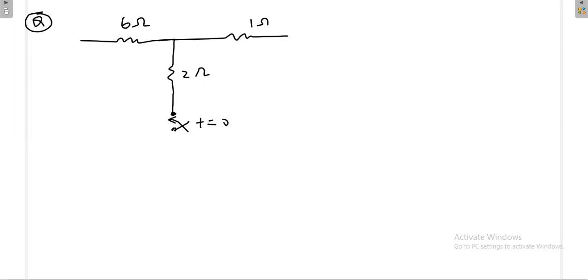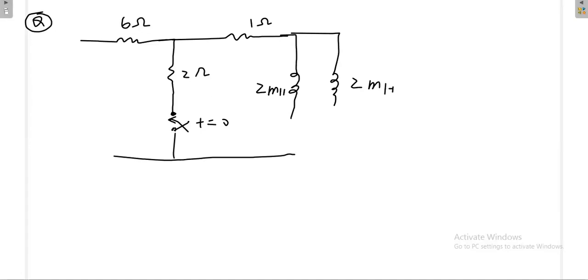We'll take another problem. 6 ohm, 2 ohm, switch closed at t is equal to 0, 1 ohm, 2 millihenry. This is again 2 millihenry. Then this is 10 volt voltage source.